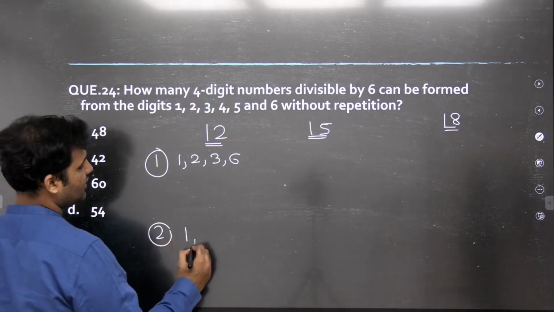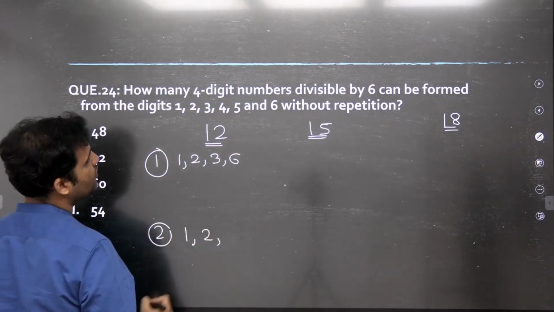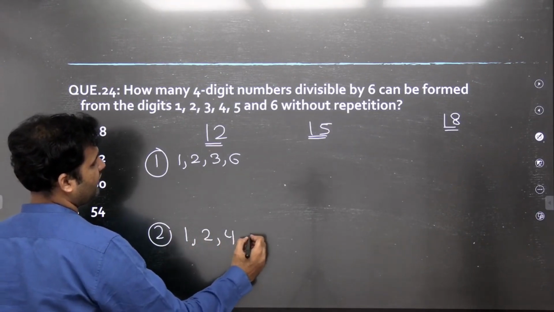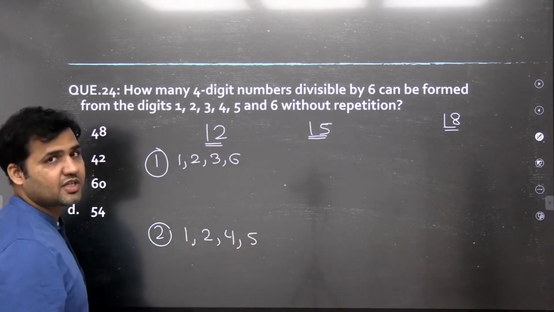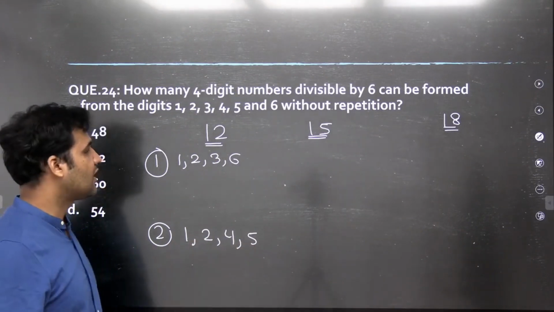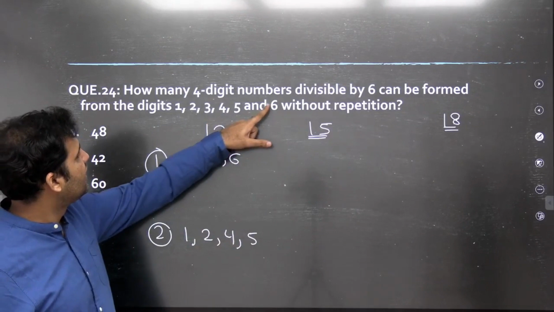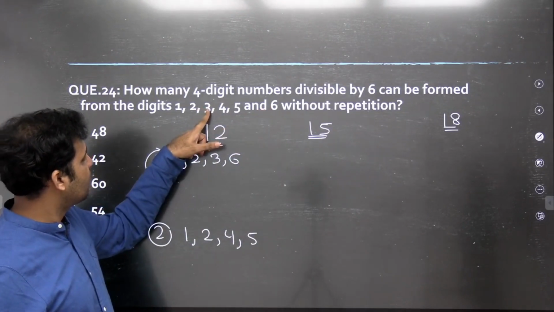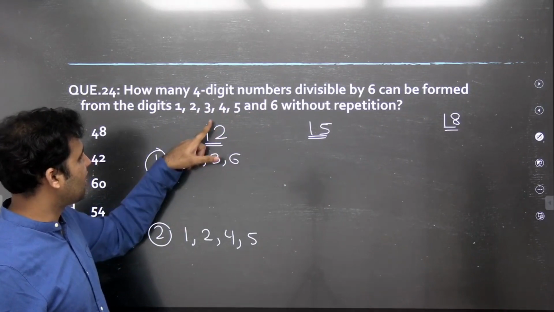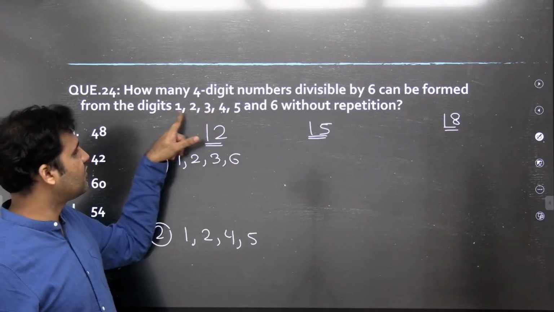I can use the digits 1, 2, 4 and 5. This will also give the sum of the digits as 12. Any number that you make using these digits will have the sum 12. Now, is there any other possibility? 6 plus 3, 9. Okay, 1, 2, 3, 6 is used. With 5 we have taken the possibility. With 4 it is not possible because then the sum will be 10.